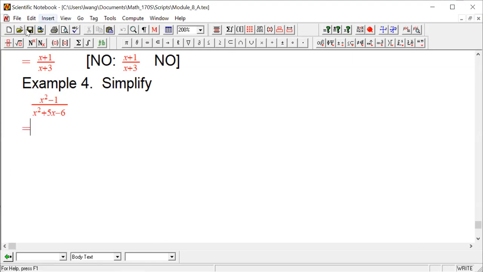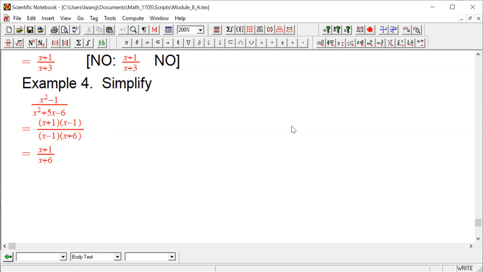We have x squared minus 1 over x squared plus 5x minus 6. To simplify that, we factor the top and bottom respectively. The denominator will be factored into x minus 1 times x plus 6. You can always check: this is factoring a trinomial, and you can check your work, x squared, plus 6x, minus x, minus 6. Then x minus 1 will be simplified. So in the end, we have x plus 1 over x plus 6.